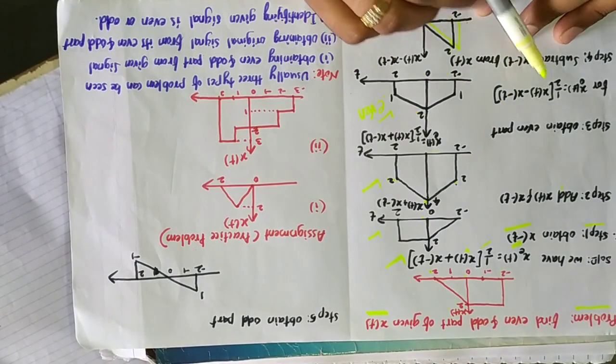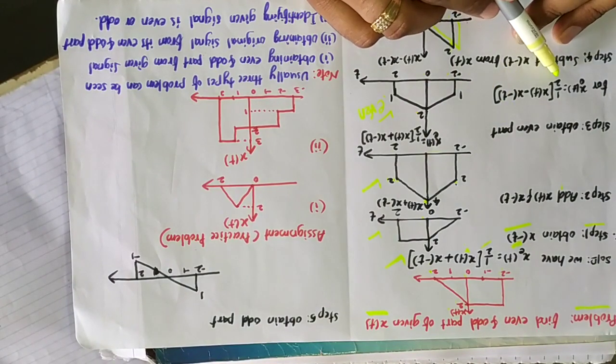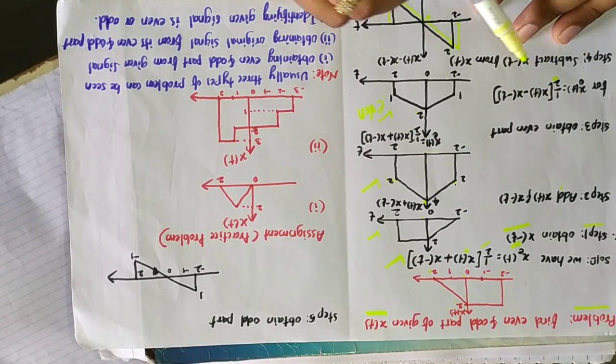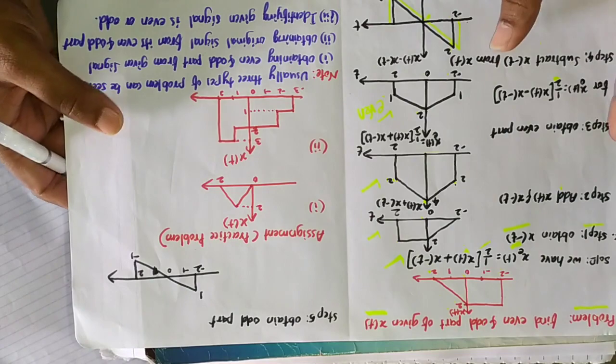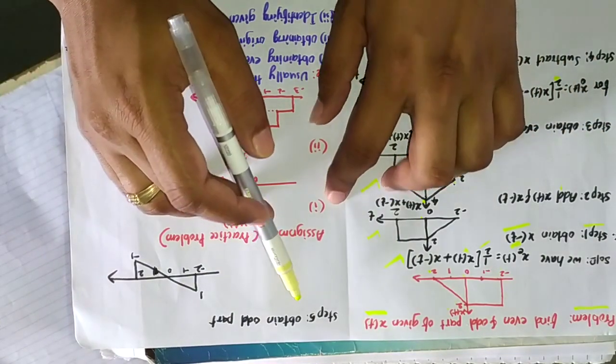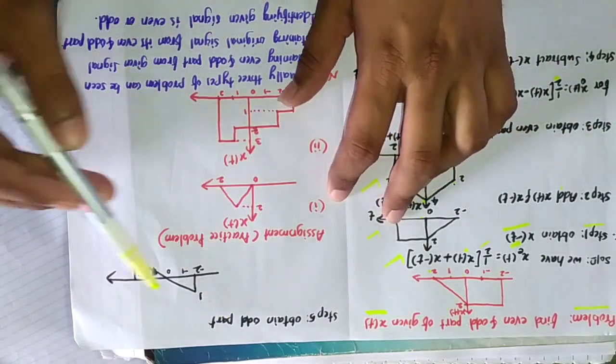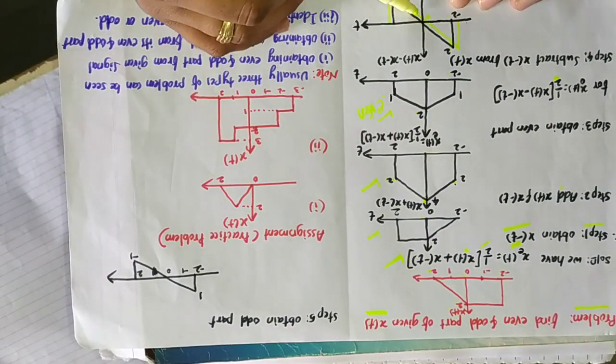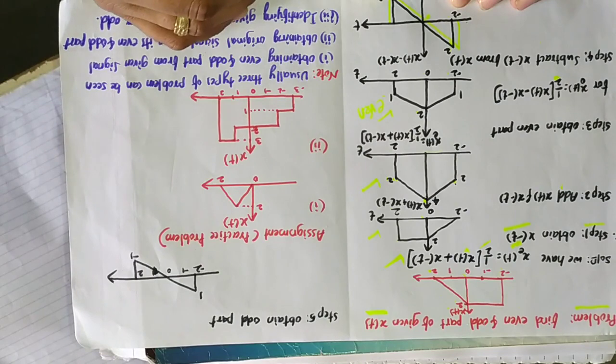Now to get the odd term, we need to again do the amplitude scaling, that is half. So we need to reduce the amplitude of the signal in the subtracted form by half. That will be step 4 here, that you can see. To obtain the odd part, what do we have to do? Whatever the amplitude of the signal is in the subtracted form, we have to halve that amplitude.